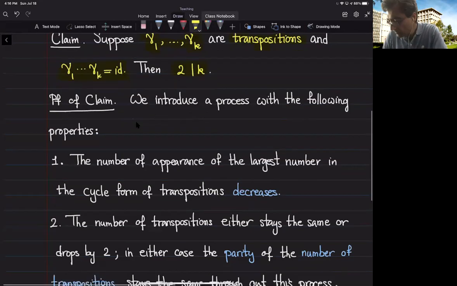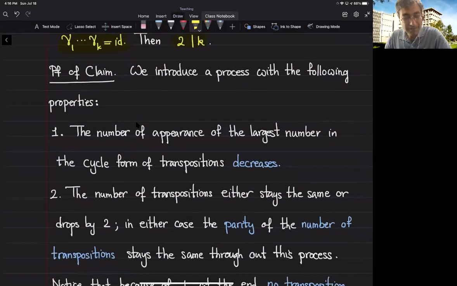So again, let's see the same thing that I have said orally in a written way, and I go over this note. So we are going to introduce a process. In this process, I am going to change the transpositions that are involved, but this change has the following properties. The number of appearances of the largest number in the cycle form of the transpositions decreases.